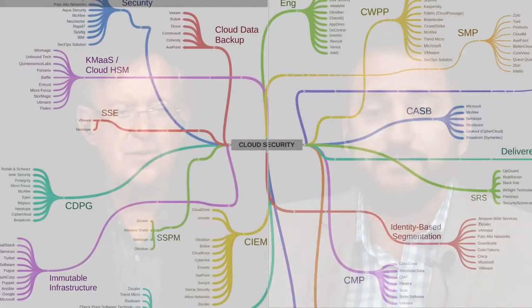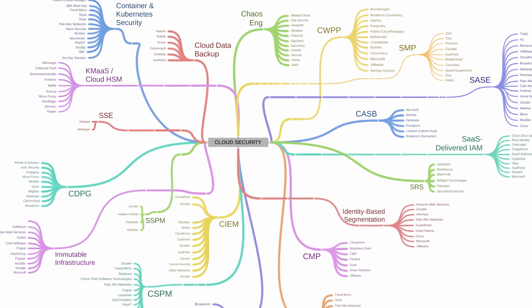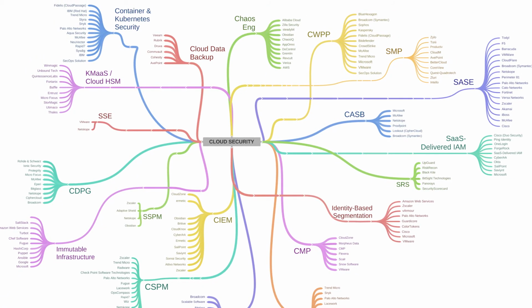Yeah, and I think we've got 152 vendors so far in the mind map. It's a lot of vendors. And of course, they all overlap and are in different categories as well. So it starts to get complicated to track.